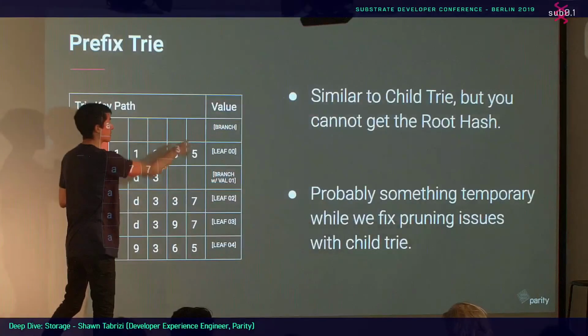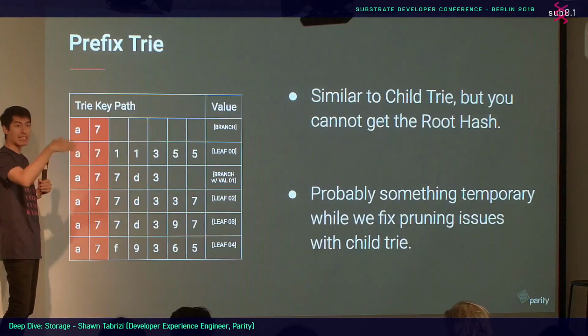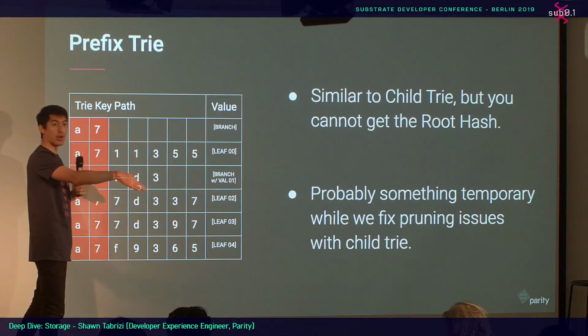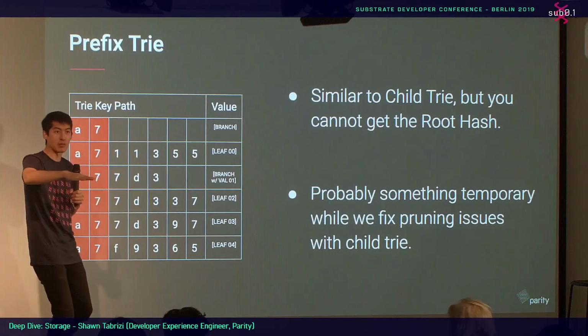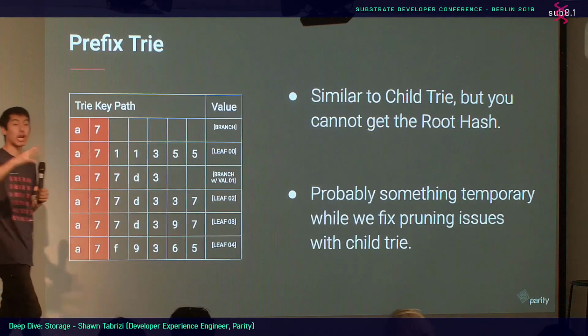You can't get the root hashes because we basically haven't implemented a way in the API to just grab the root hash of any node. I don't know exactly why we wouldn't implement the API, but we haven't. But child tree itself is its own kind of abstract object, and this is why you can actually implement your own tree structures using this child tree thing.